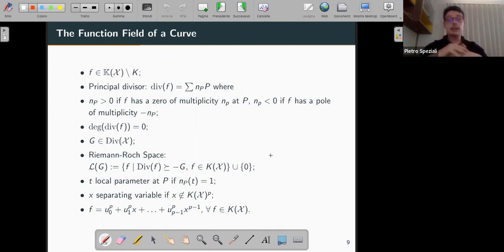In characteristic p, we also need the concept of a separating variable, which is any function which is not a p-th power. And these are really useful because each function can be decomposed as u0^p + u1^p x + ... + u_{p-1}^p x^{p-1}. And this holds for any function. This is actually pretty useful when you want to look at the action of the Cartier operator on the space of holomorphic differentials.